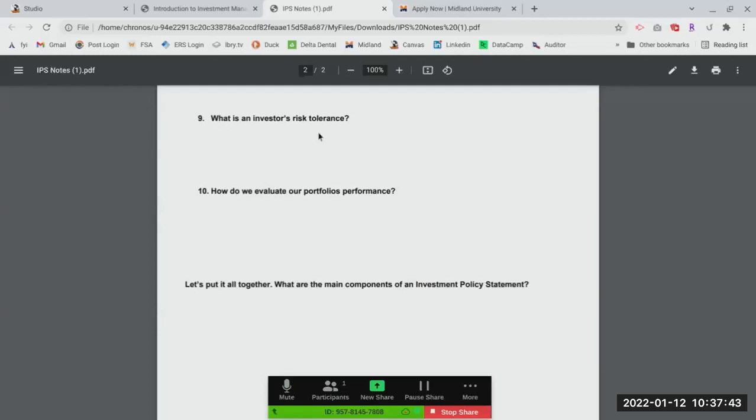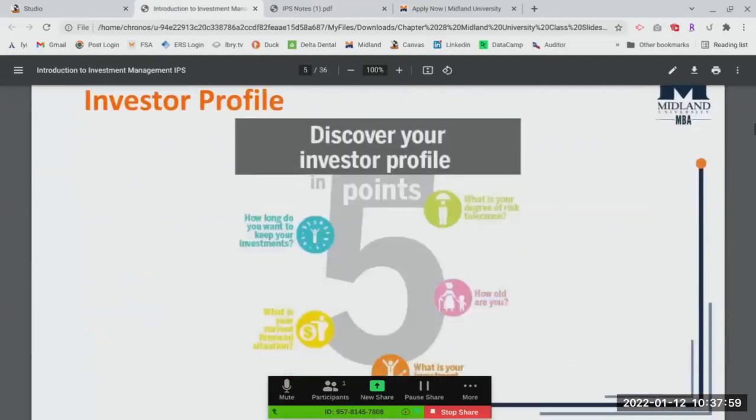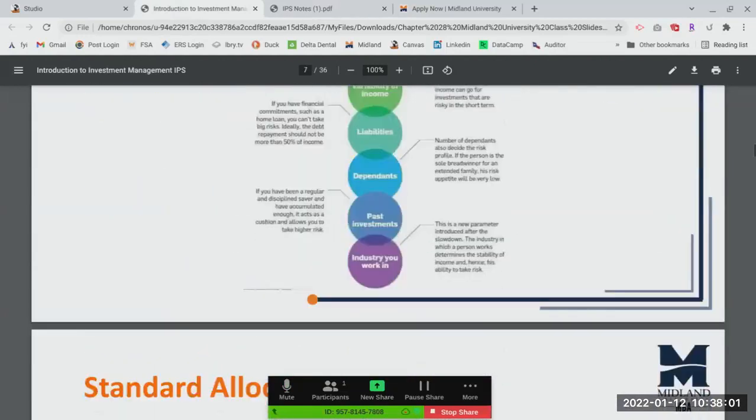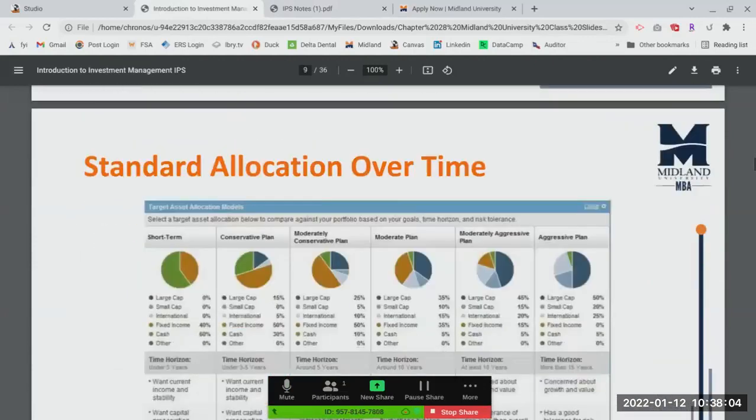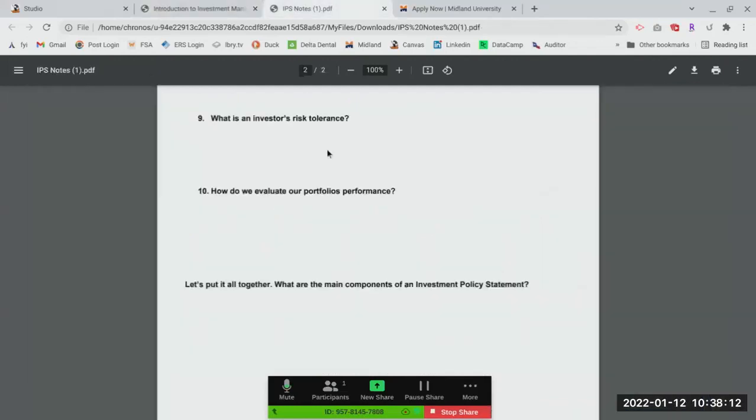What is an investor's risk tolerance? If we jump over to our slides, here's our risk tolerance definition. It is the difference between our desire and our ability to take risk. We also have slides on how our allocation changes over time, and on investors' risk tolerance. Risk tolerance is somebody's willingness to take risk, not their ability.